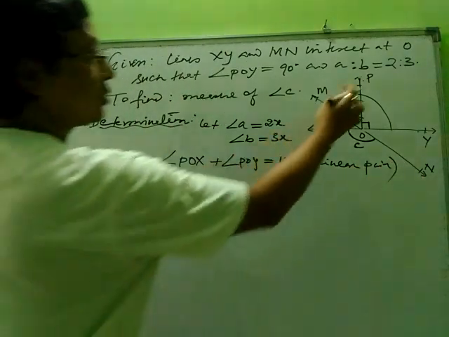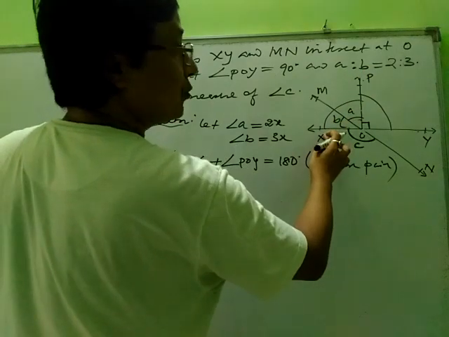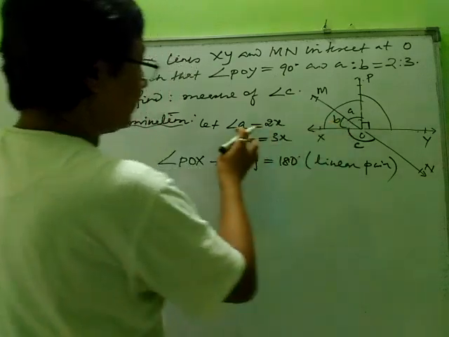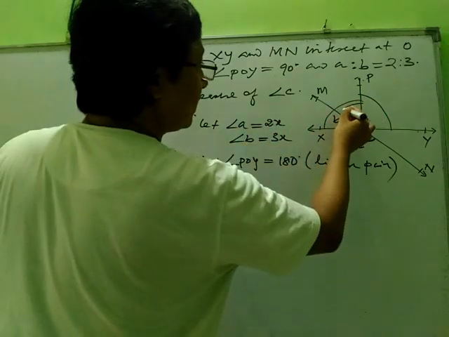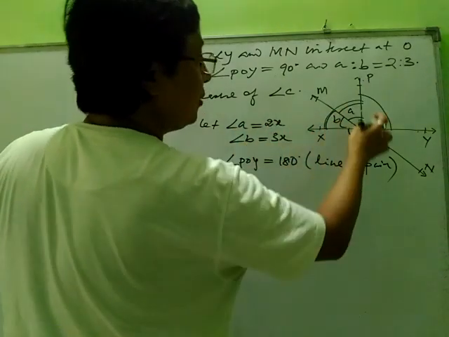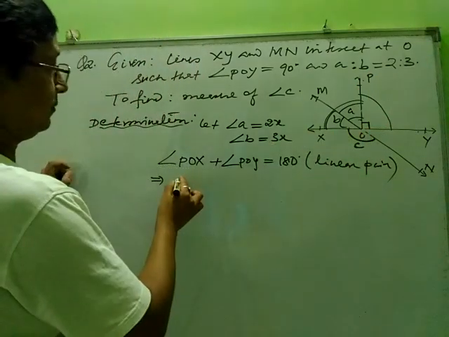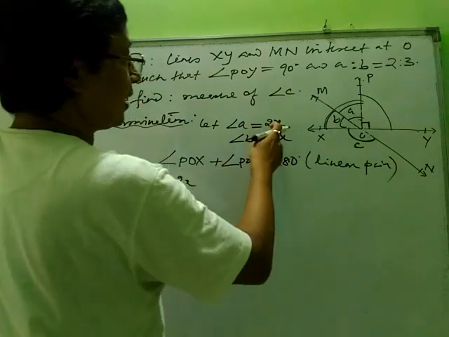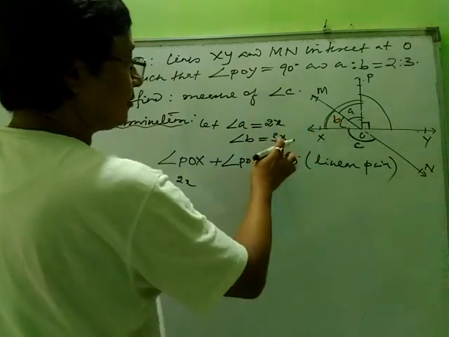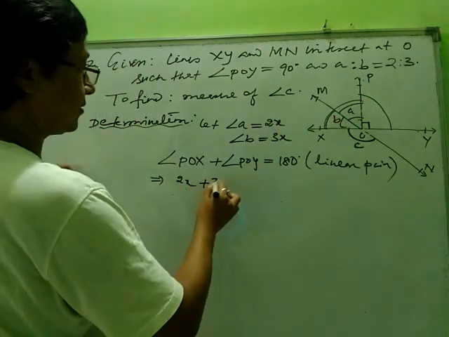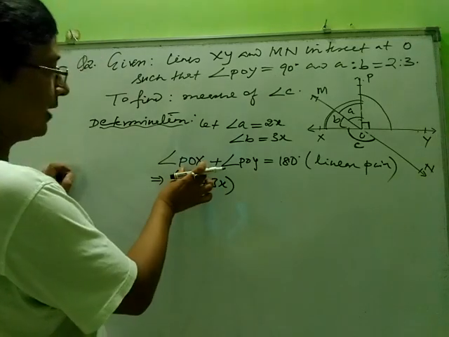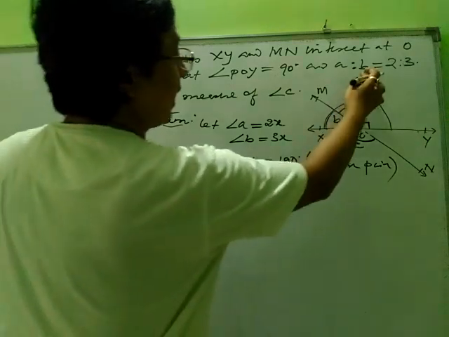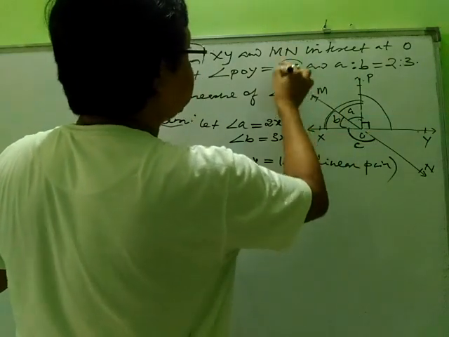Now POX. So you will get angles A and B. Here A is twice x, so this angle plus this angle you will get POX. Angle A is twice x, angle B is thrice x. So twice x plus thrice x is POX, plus POY. POY is given as 90 degrees.